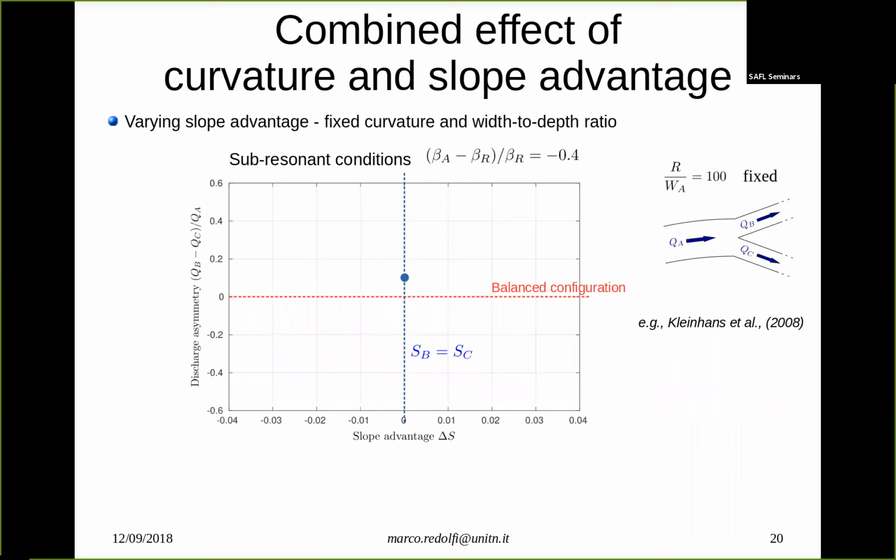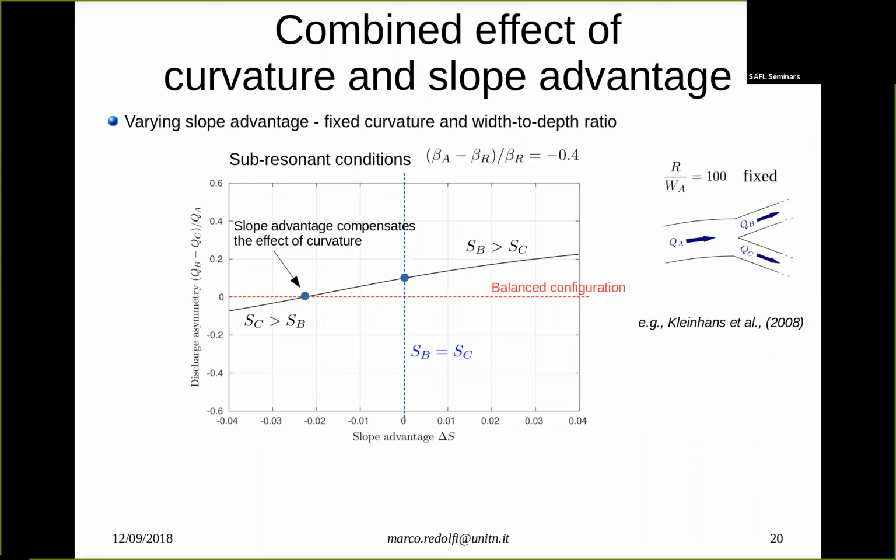Well, in the sub-resonant case, I start with a curved channel, no slope advantage. The discharge asymmetry is positive, meaning that the left channel dominates. If I vary the slope advantage, I vary the discharge partition very smoothly, as I would expect. In this way, we can find a point where the two effects compensate.